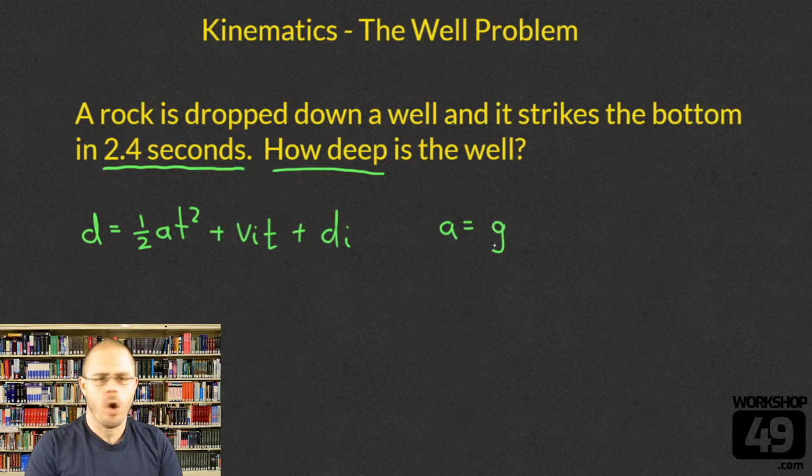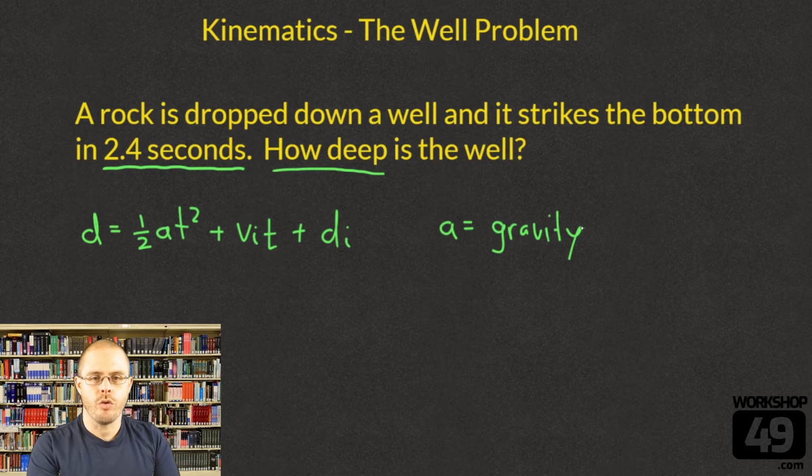So the a, in all these cases when it's things falling, that's just the acceleration due to gravity. As long as you're on Earth, it's going to be negative 9.81 every time.